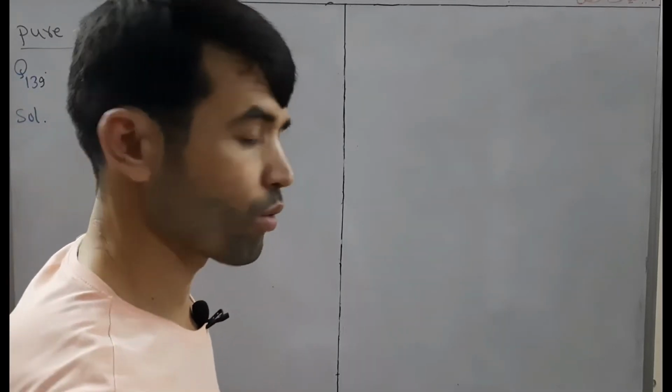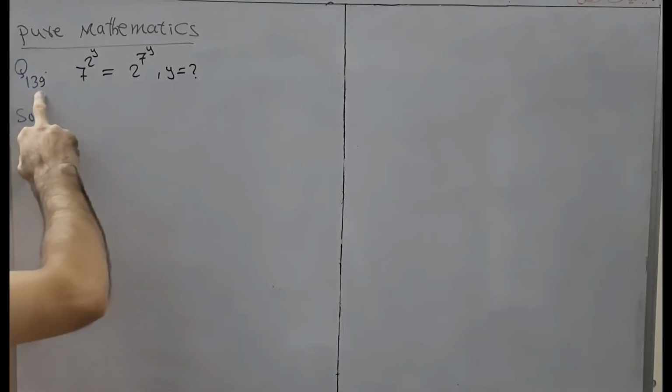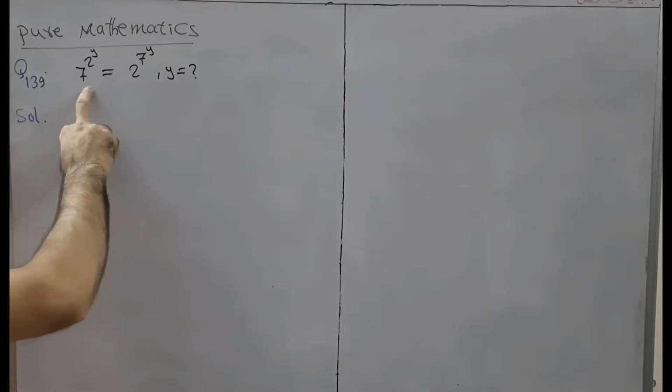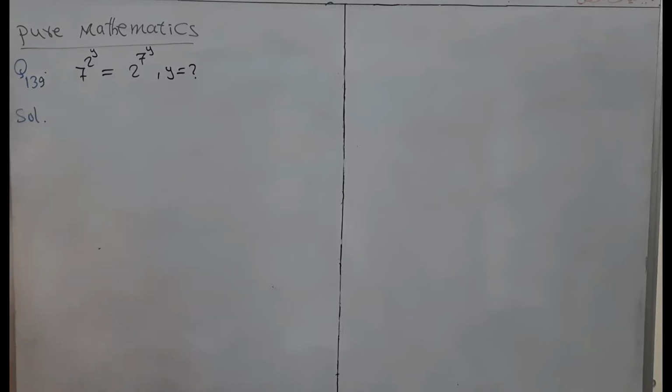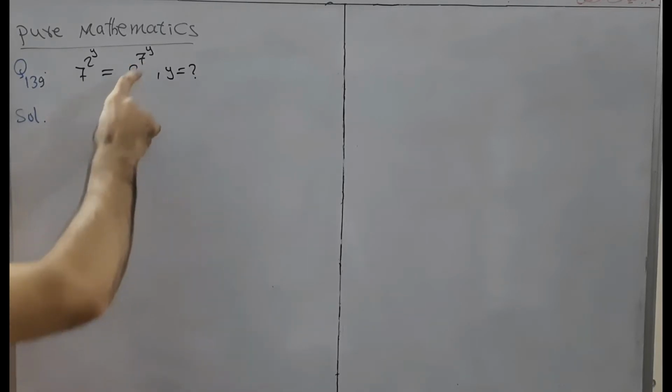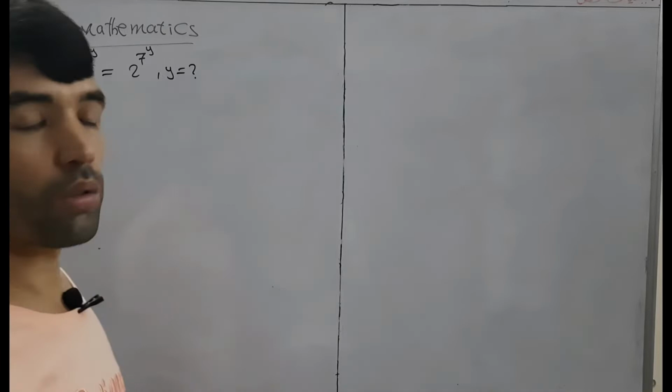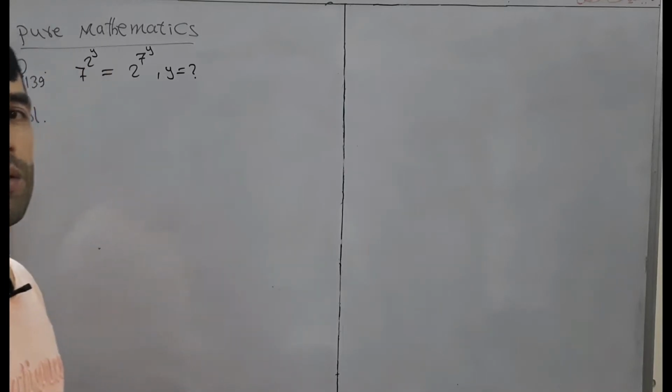In this class we want to solve this question 139: 7 to the power 2 to the power y is equal to 2 to the power 7 to the power y. Now we want to find the value of y.